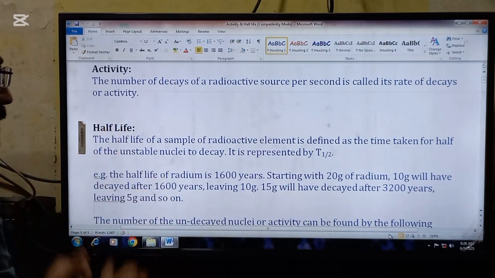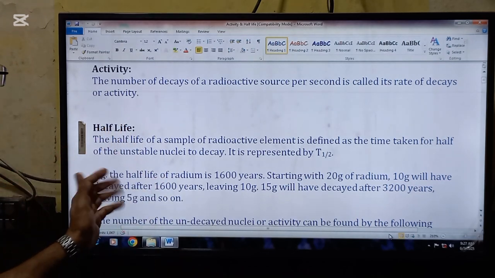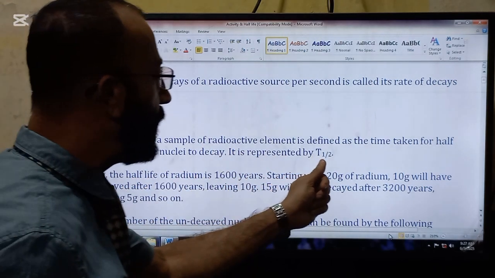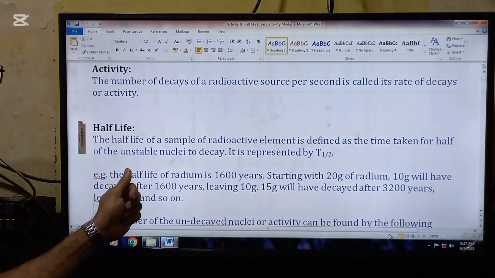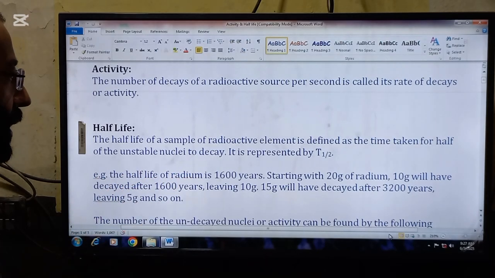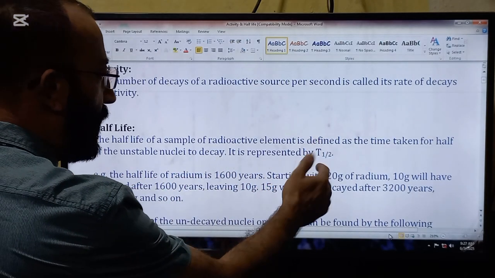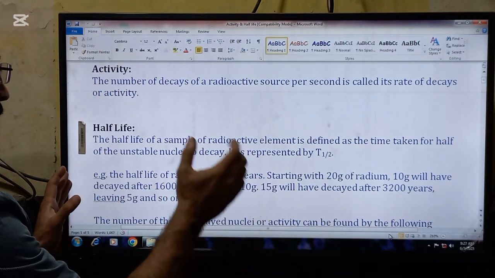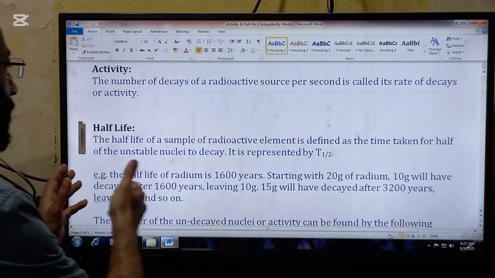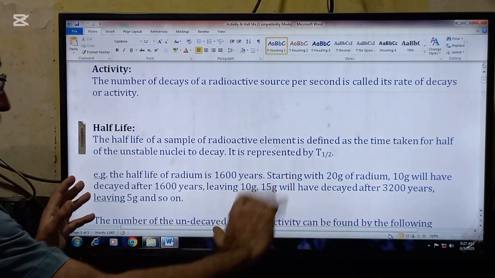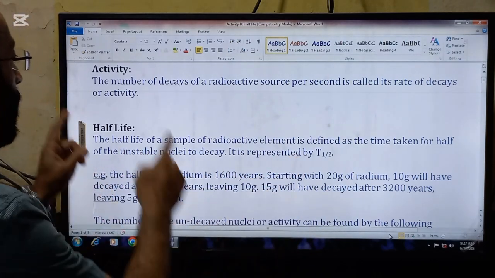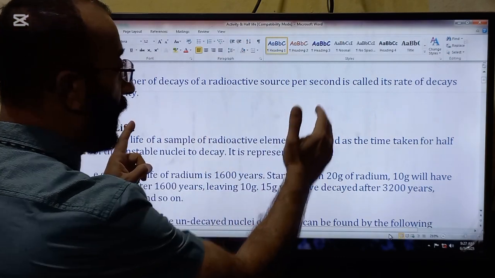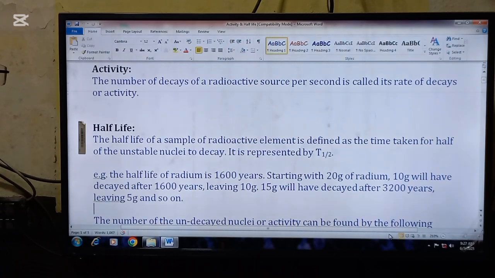Now, the definition of half-life. The half-life of a sample of radioactive element is defined as the time taken for half of the unstable nuclei to decay. It is represented by T 1 by 2. So, this is the time in which half of the unstable nuclei is decayed. This is called half-life. And activity is the number of the decays of the radioactive source per second.